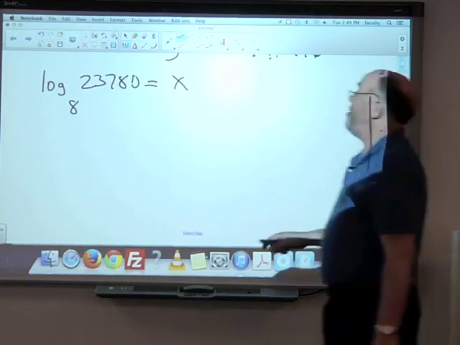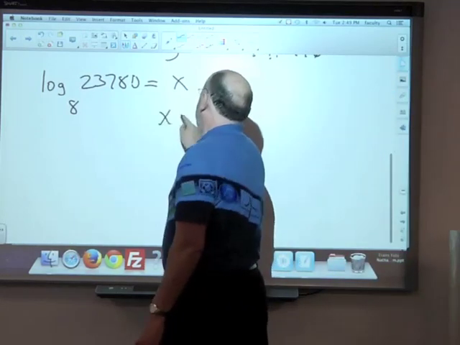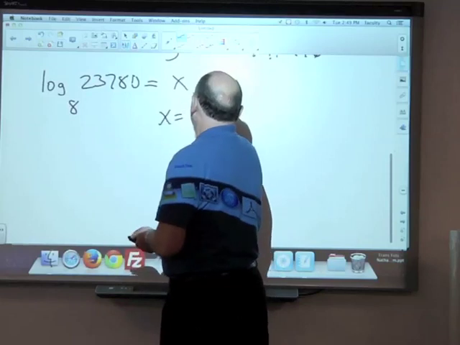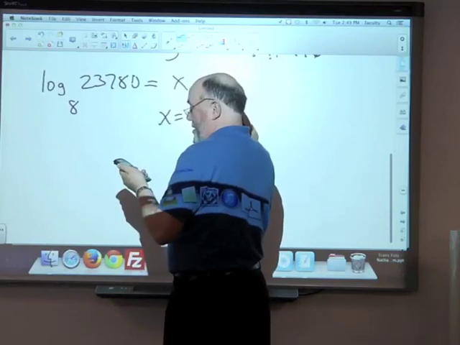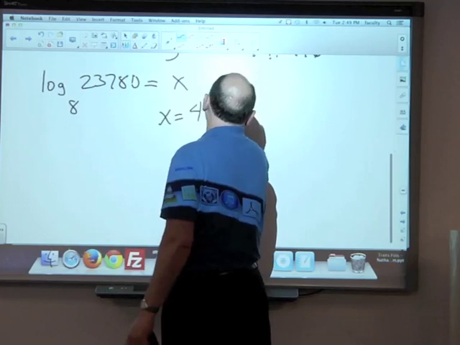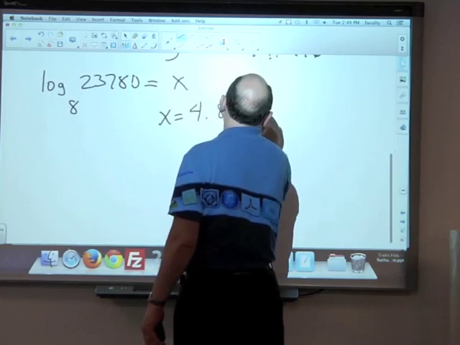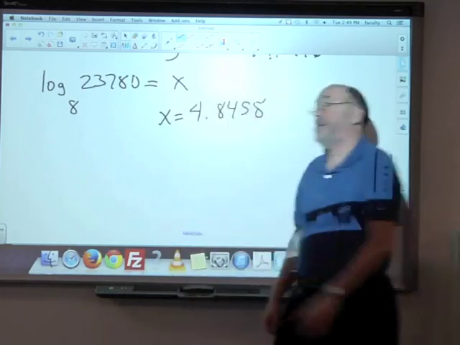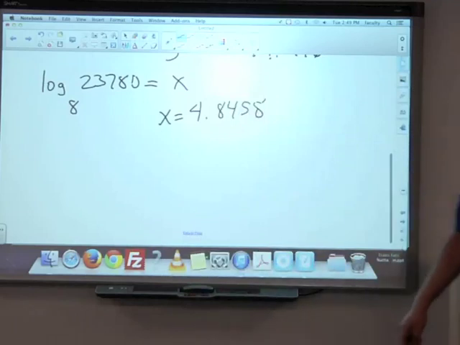And so on the toy, if you do this, you should be coming out that x is going to be 4.8458 and change. So that's all you need to do. That's it. So you can do logarithms of any base, basically, by using this formula.